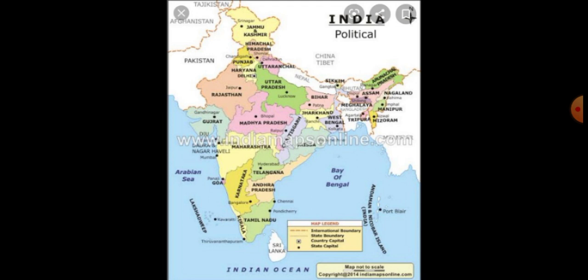Okay. Then the next question is, which is our state? This is a very important question. Which is our state? We everyone know, is it? Tamil Nadu is our state. Next, one of the important questions: who is the Chief Minister of Tamil Nadu? M.K. Stalin is the Chief Minister of Tamil Nadu.